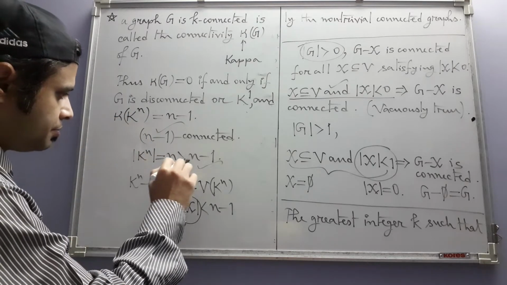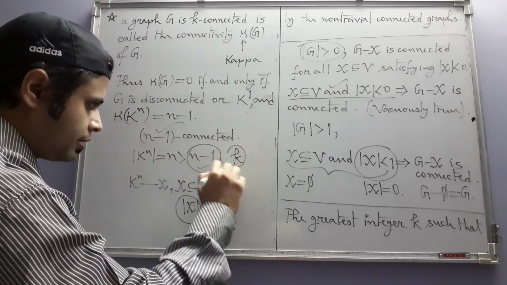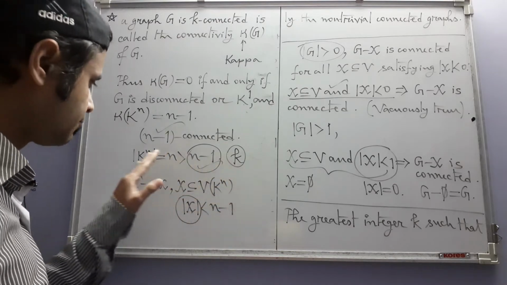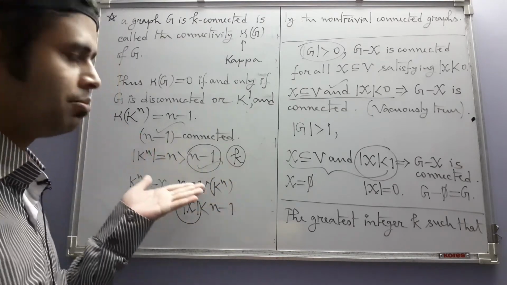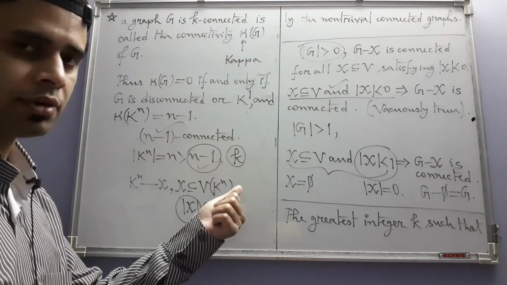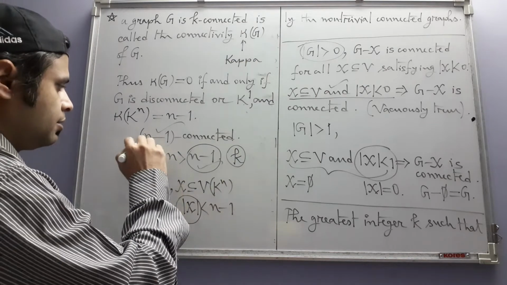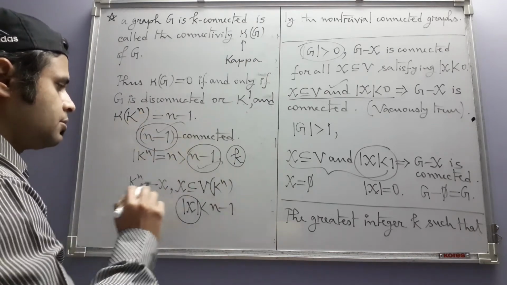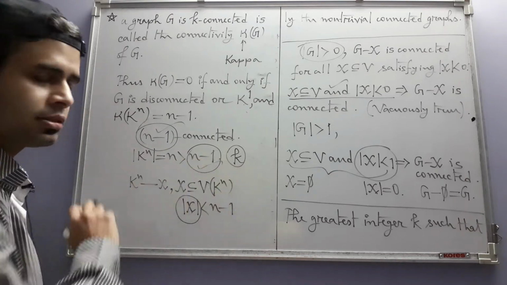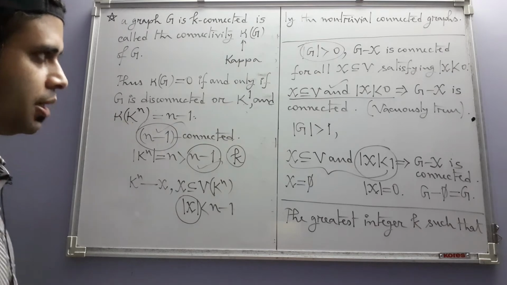So the maximum value of K that we can have here in the definition of K connectedness for the graph Kn is n minus 1, because K has to be less than the number of vertices in the graph. So that's why n minus 1 is automatically the largest K for which Kn is K connected, and that is why the connectivity is n minus 1.